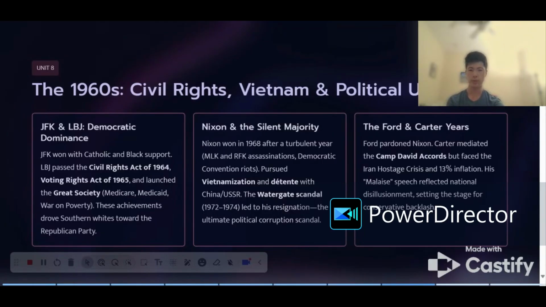I won't go into too much biography of these presidencies, but JFK and LBJ were all about civil rights, voting rights. LBJ specifically the Great Society. He launched the war on poverty, expanded Medicare and Medicaid. And because of this, a lot of Southern whites started to go towards the Republicans because obviously the Southern whites didn't like all this stuff.